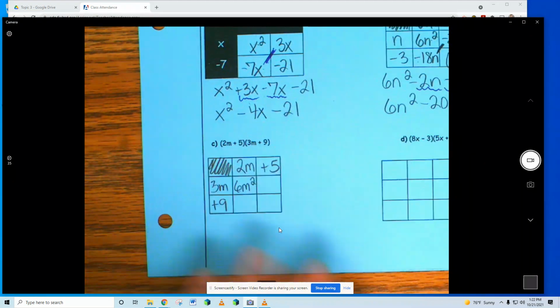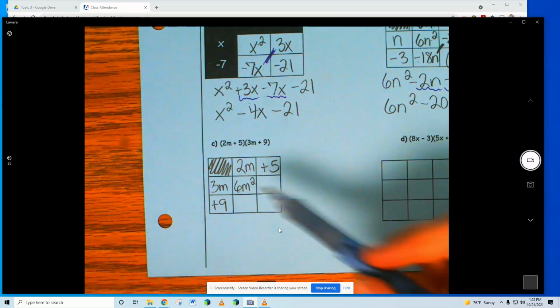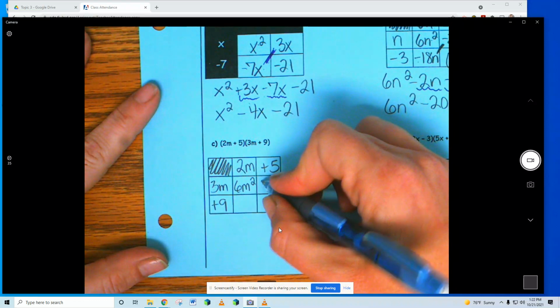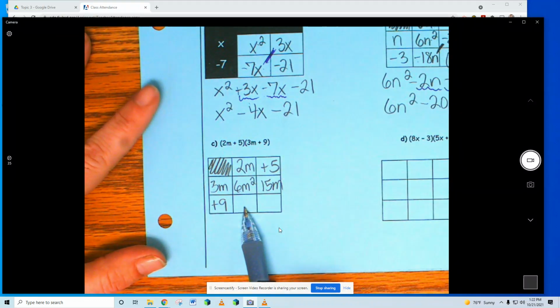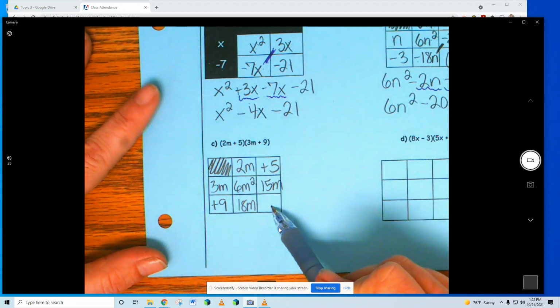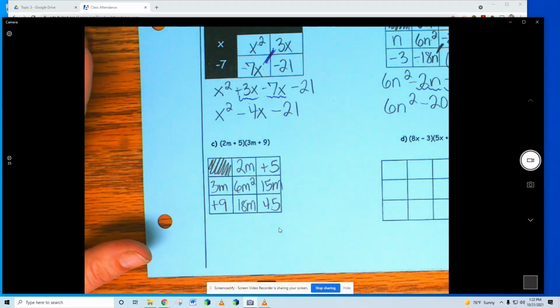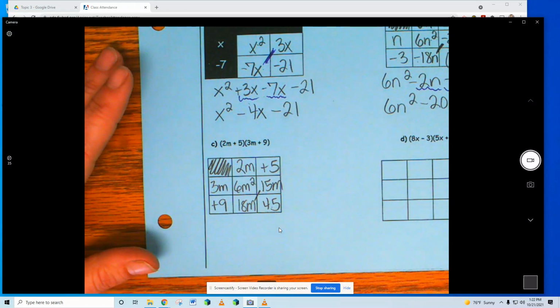All right. What's in my upper right box? Yeah, 15m. What's in my lower left box? Good. Lower right. 45. Again, you're seeing how these two go together.